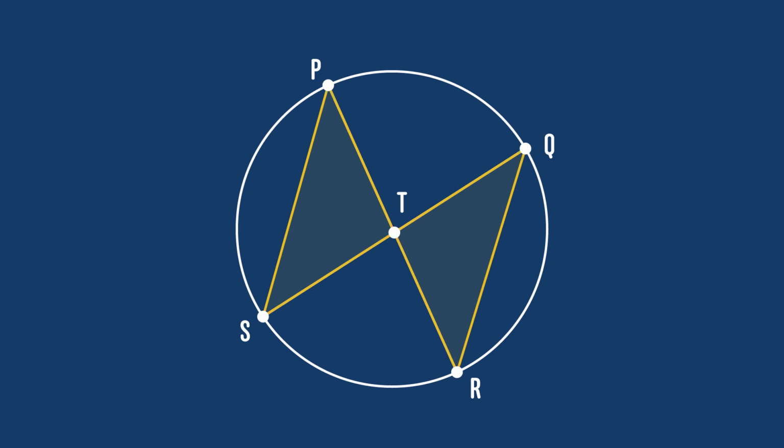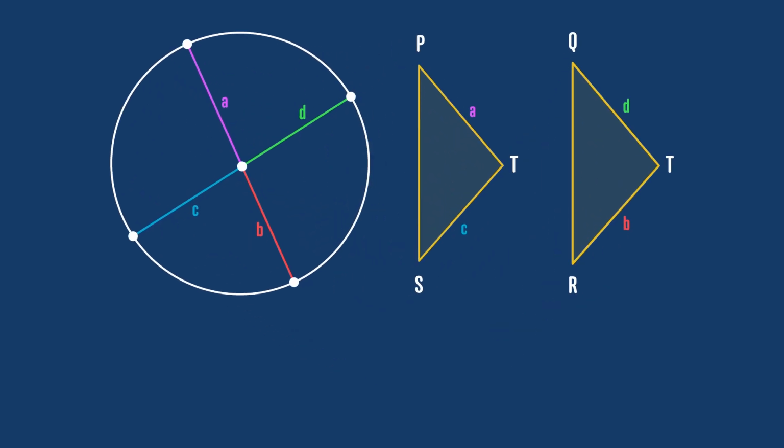Now if we add the lengths A, B, C and D to the diagram as before, and draw these similar triangles side by side, then using scale factors in similar triangles, we have A divided by C equals D divided by B. Multiplying this equation by B and by C gives A times B equals C times D as required, and we have proved the theorem.